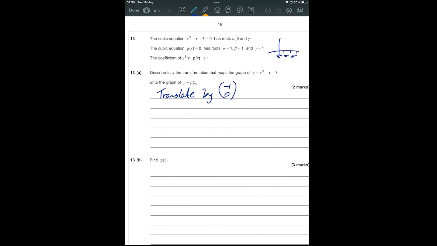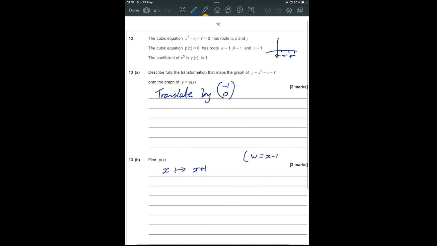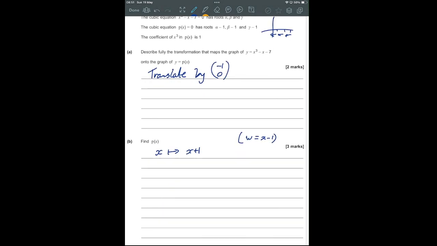And therefore, a translation by 1 to the left is changing x to x plus 1, which is also the technique if you use the magic W method. You would get that x equals w. Sorry, no, other way around. The new roots of w are the old roots minus 1, and then you replace x with w plus 1. But that's the same as what we get from the transformation here. So therefore, p of x is the old function, but the x has been replaced with x plus 1.